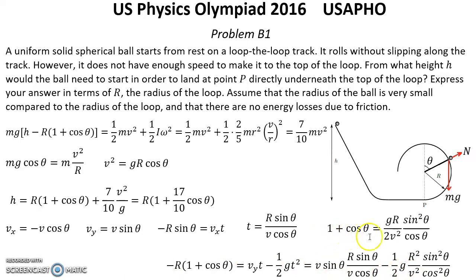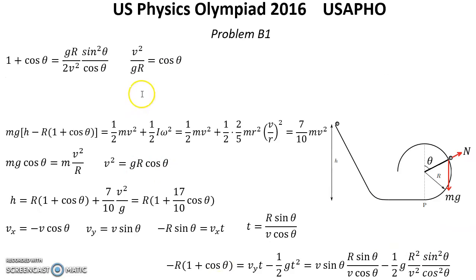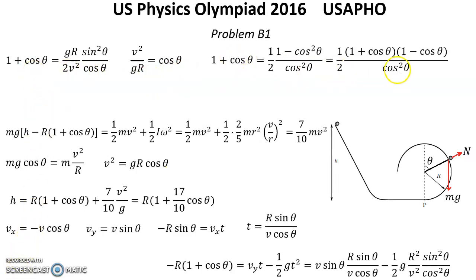1 plus cosine theta equals gr over 2v squared, times sine squared theta over cosine theta. But we already have the expression for v squared over gr, which is cosine theta, and we can put it in this equation. Then we have this expression for cosine theta.